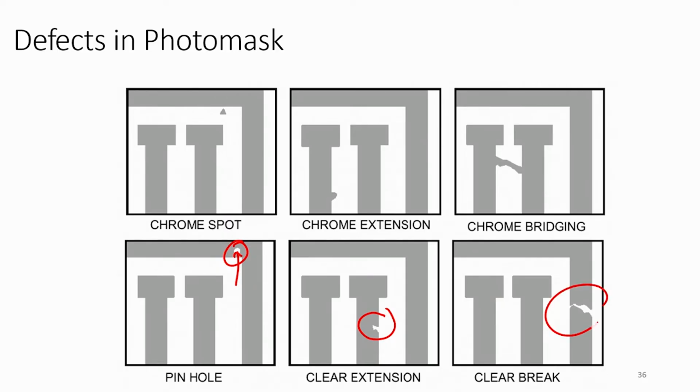Finally, a clear break is not allowed because if it is a conducting line, then you are just breaking the connection. So, all these kinds of defects are generally observed in a photo mask. Before you use a mask, make sure that these kinds of defects are not there.